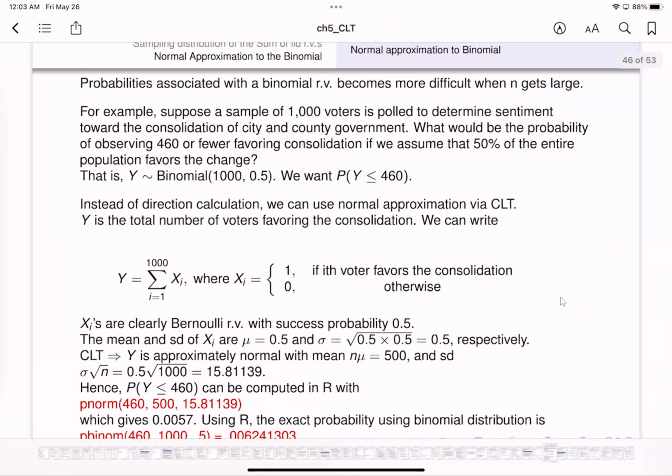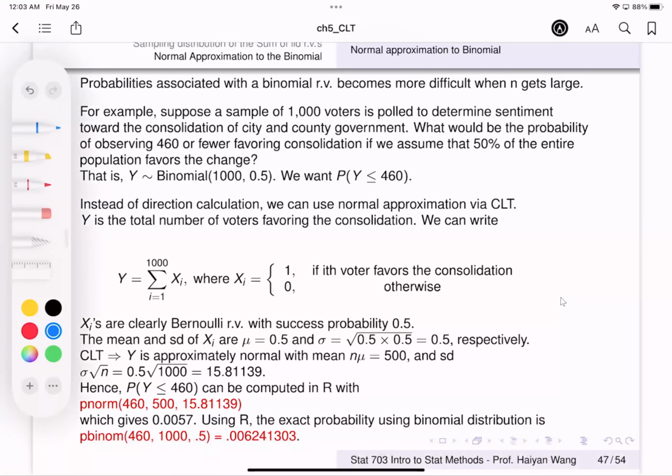For example, say we consider 1,000 voters and we want to know whether they are in favor of consolidation of city and the county government. And let's say we want to see what's the probability of 460 or fewer favoring the consolidation. And suppose the success probability p is 0.5. So with this case, we have 1,000 voters and we want to know 460 or fewer favor the consolidation.